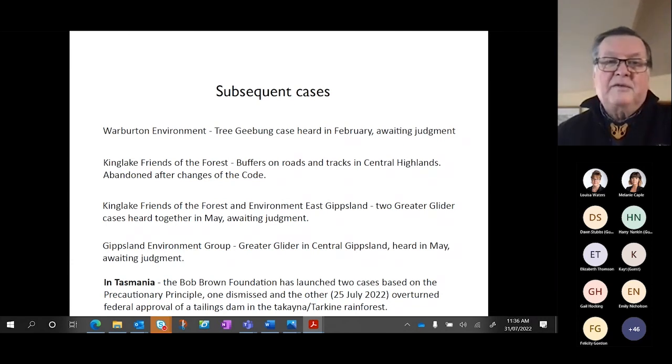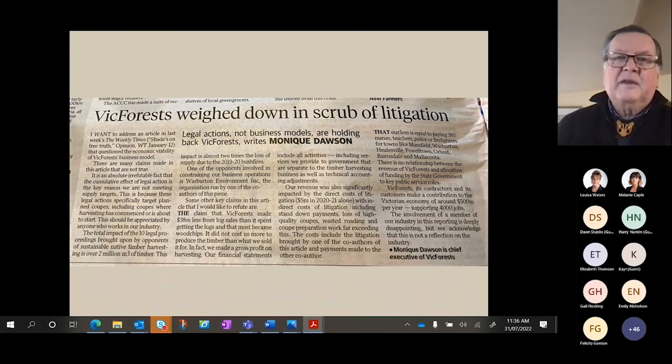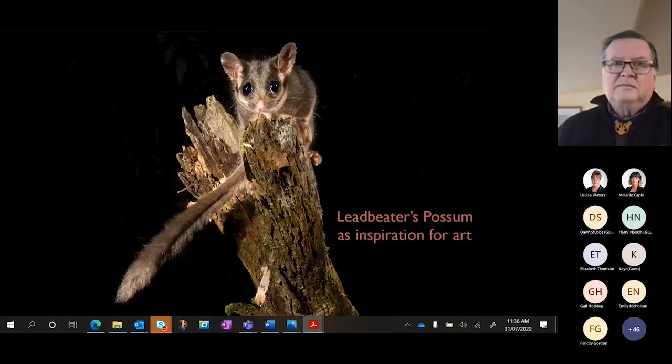A Gippsland Environment Group got the same injunction covering central Gippsland. And of course, in Tasmania, Bob Brown launched a couple of cases, or the Bob Brown Foundation. So our case has led to a number of other cases that have been quite effective. And Vic Forest is now complaining that this litigation is effectively closing them down.